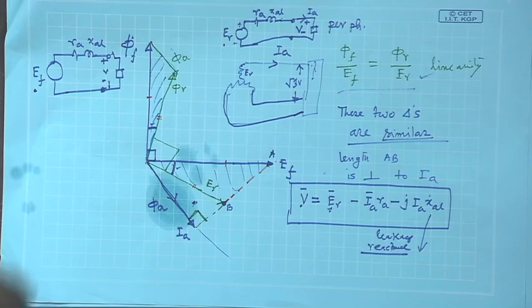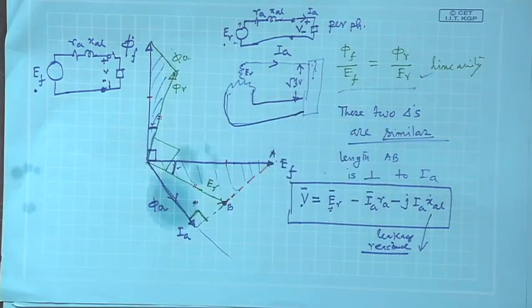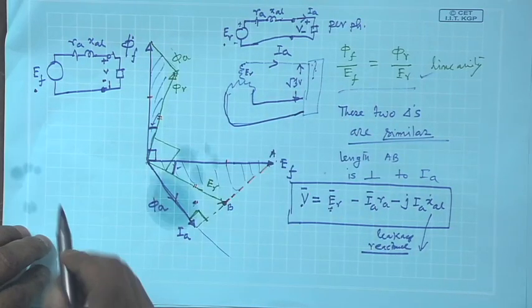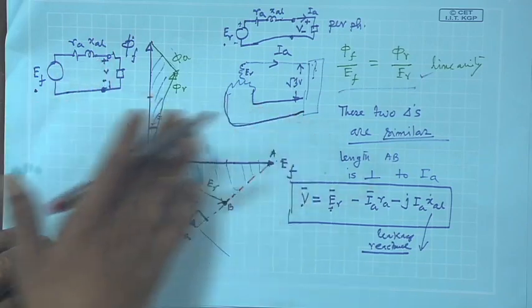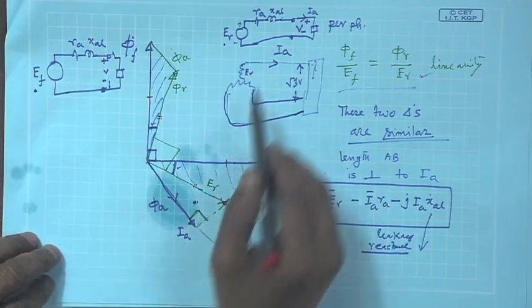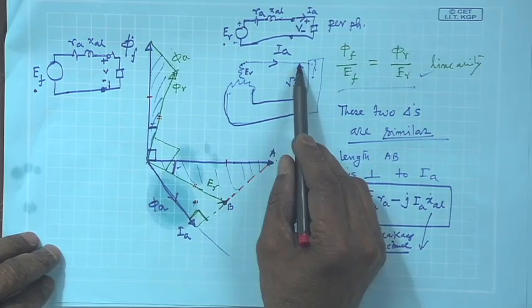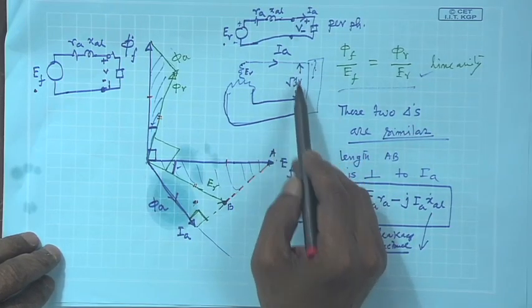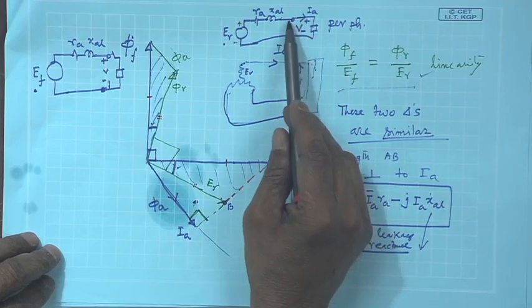However, the moment you load the machine by some loading, or connect it to the bus, feeding power to the bus, then what happens? There will be armature current which will be delivered to the load like this. So, terminal voltage is line to line voltage, root 3 V, and the per phase equivalent circuit will be V.